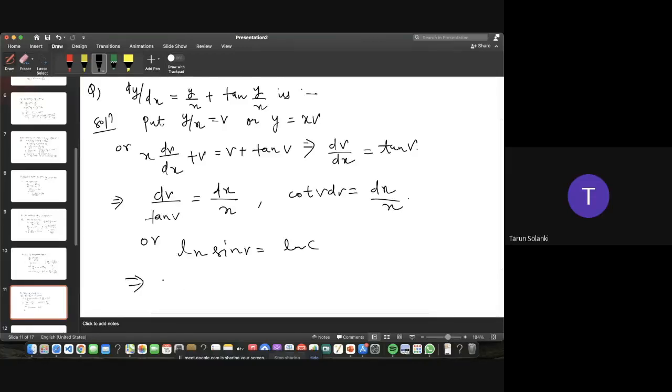So it becomes sin v by x is equal to c, or sin of (y by x) divided by x is equal to c. So x is equal to c dash sin (y by x) is our required answer. Okay, so copy this.